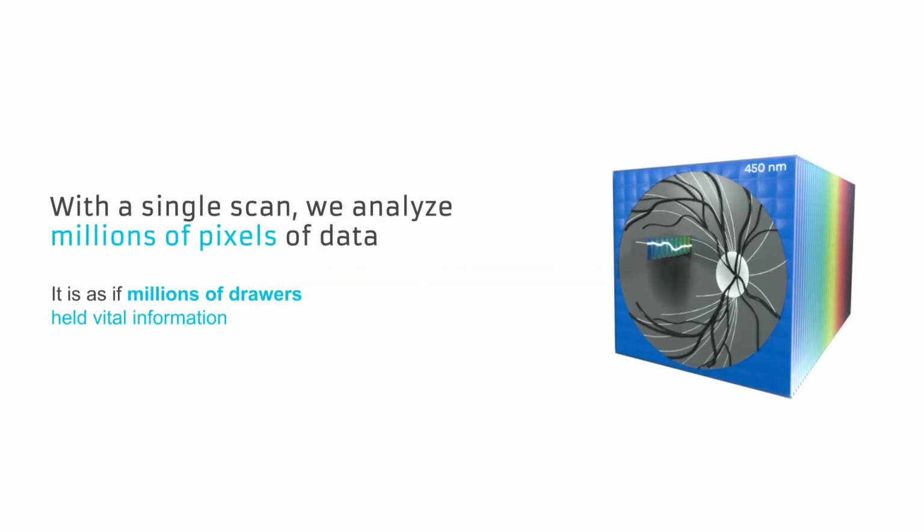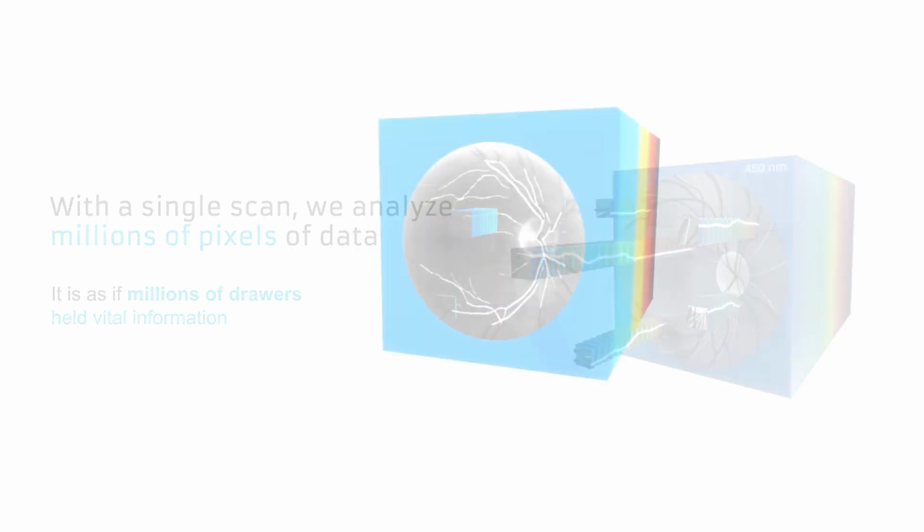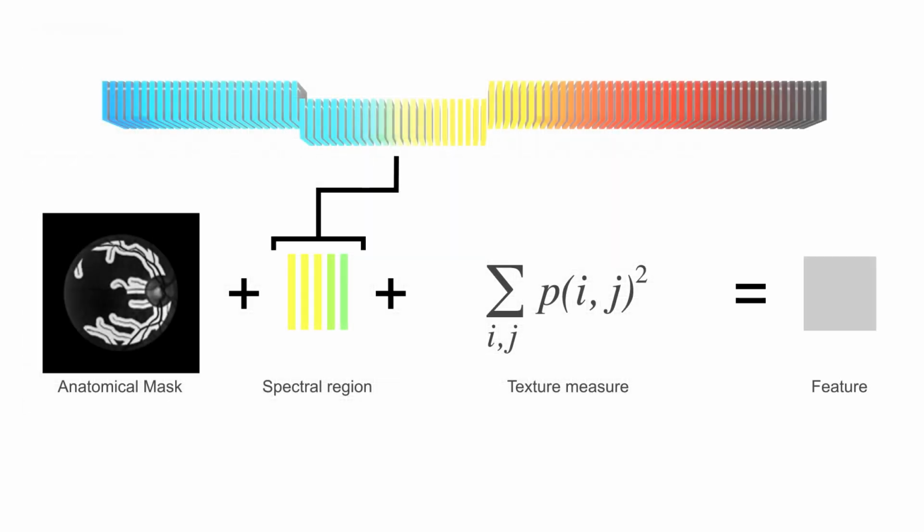as a full reflectance spectrum is available for each pixel of the image, a reflection of the tissue composition in that location. Optina has developed a proprietary method to extract thousands of features from each retinal scan, each feature using a different combination of an anatomical mask, for example, the blood vessels, spectral regions of the reflectance spectrum, and a texture measure.